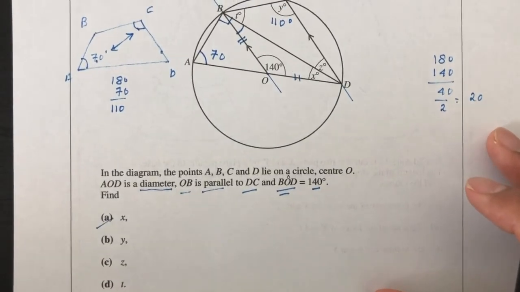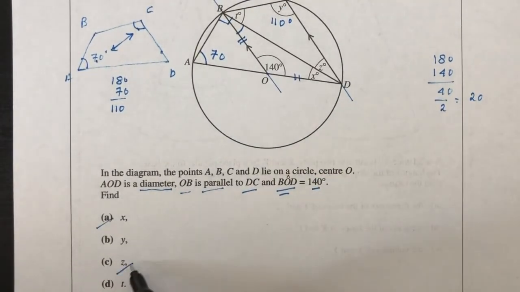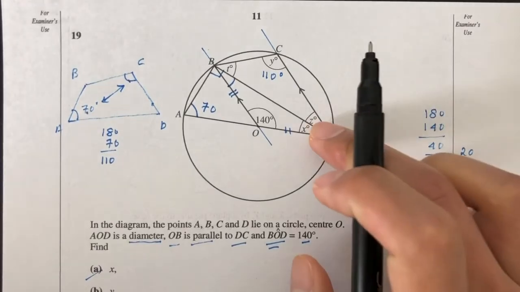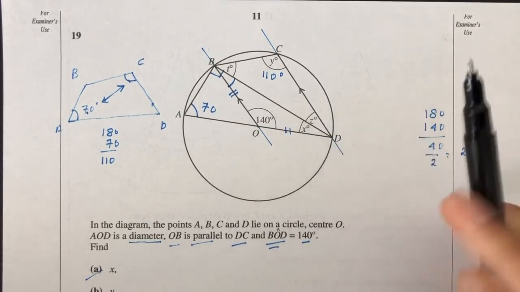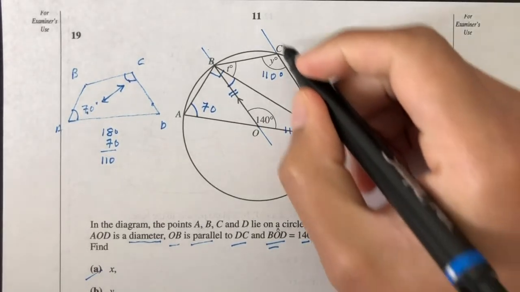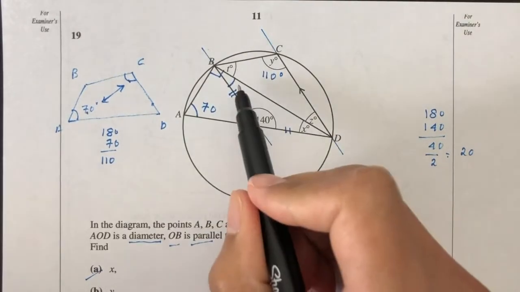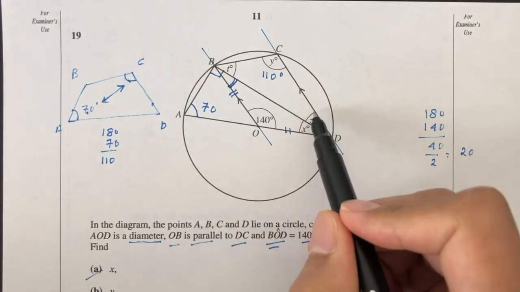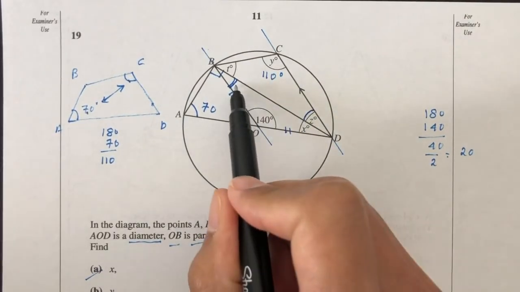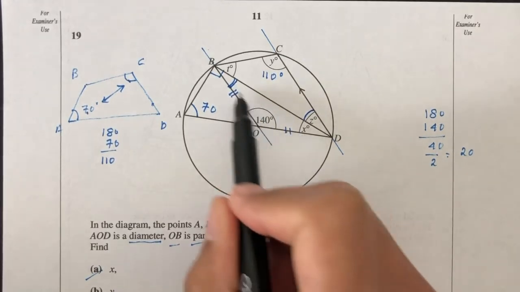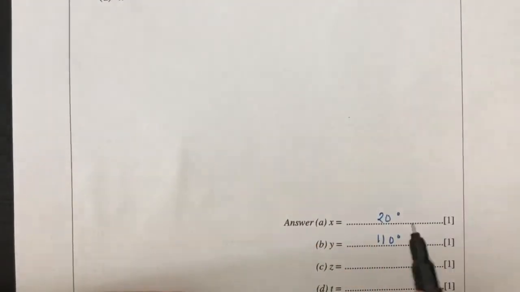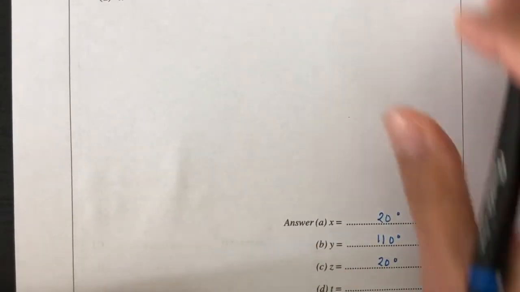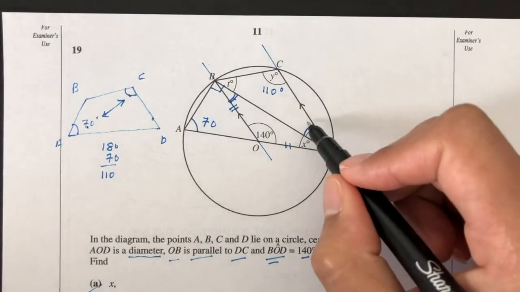Now moving on to this one, find angle Z. So how do you find this one? Let's observe what we have. Since we have this line here in the same direction as this one, this angle here is equal to this angle here. This is equal to 20 because it is the same as x. So x is equal to z. So z is also 20.